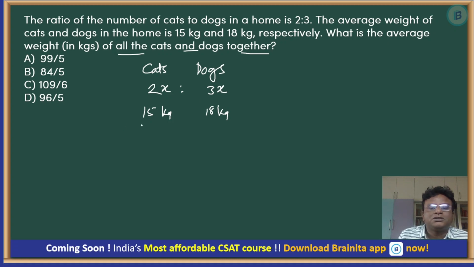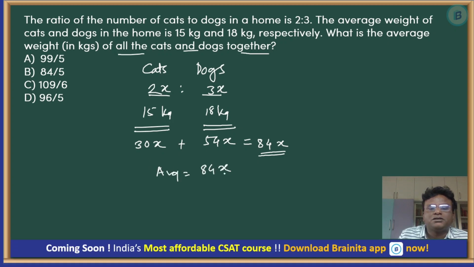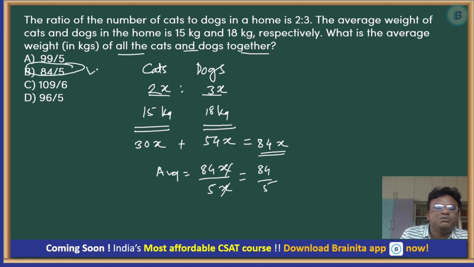Then the total weight of cats is 15 into 2x, 30x. Total weight of dogs is 18 into 3x, 54x. Right, so total weight of both the animals is 84x. How many animals? 2x and 3x. So average is equal to total weight divided by total number of animals, 3x plus 2x, 5x. The average is 84x over 5x. Okay. So fairly simple question, but because it is a combination of both average and ratio, I thought of including it.